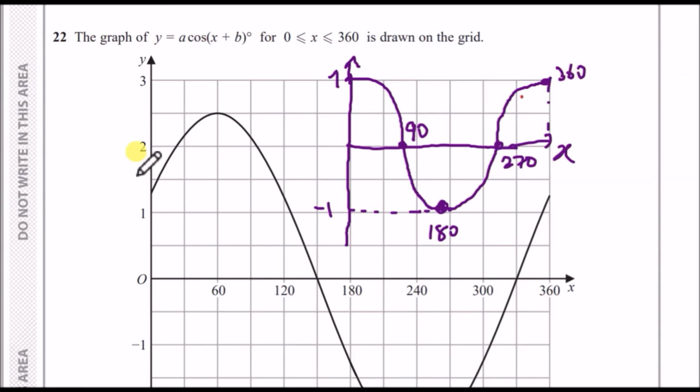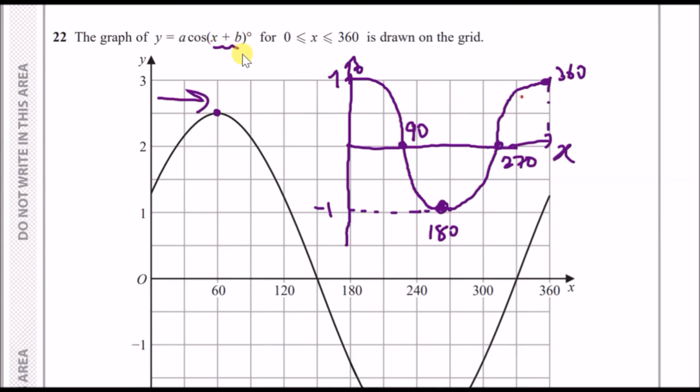Now, to figure out basically what this A and B is, we just got to ask ourselves, okay, what happens between each one? Well, you can kind of see that instead of starting at, let's say, 0 degrees, the peak starts at 60. So essentially, this is shifted by 60 degrees to the right.